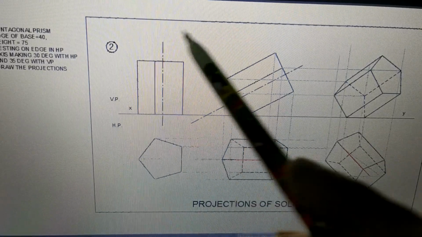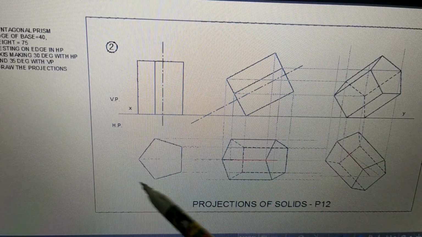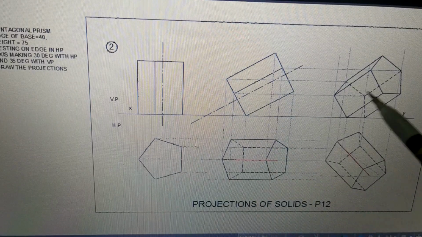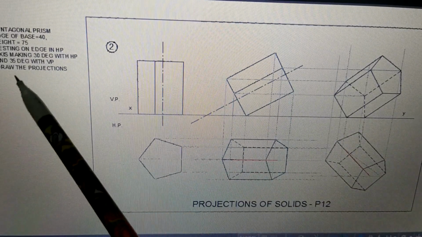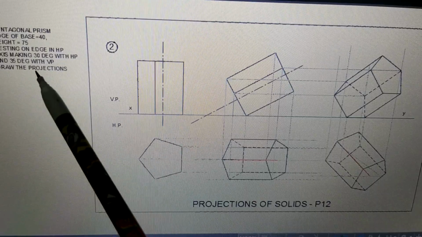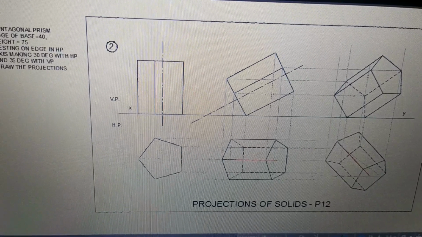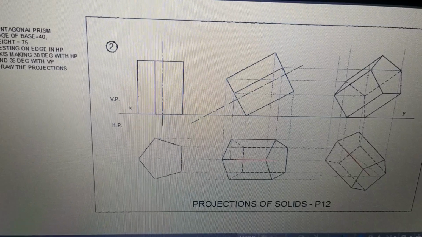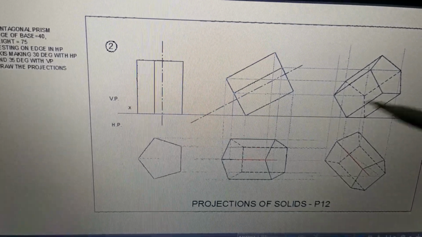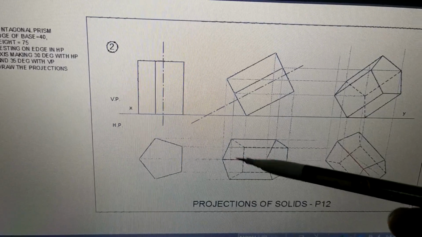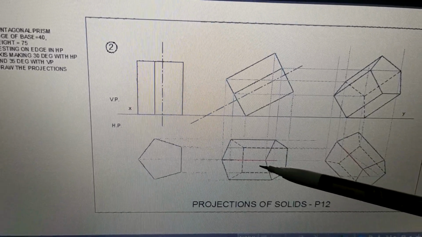Up till here, whatever is drawn is a repeat of last semester. This part is now new. Which part is new? That the axis is inclined to VP by 35 degrees. Now we have to see how this is done. So now what it says, this axis is going to make 35 degrees with VP.